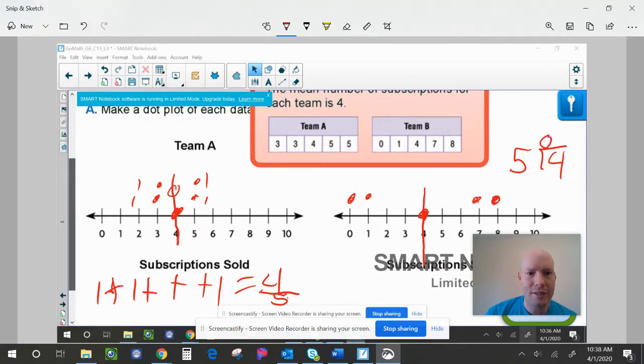5 goes into 4, it doesn't go in, so we'll say 0, make it 40. That, of course, goes in 8 times. So the mean of team A is 0.8. Okay, so now we need to figure out the mean of the other data set.